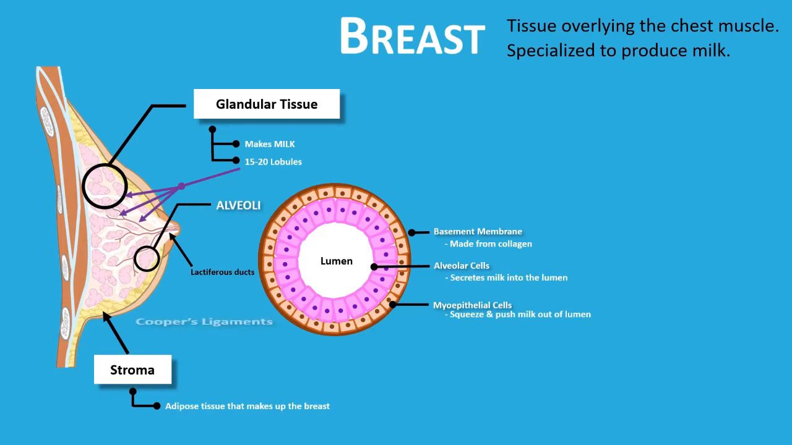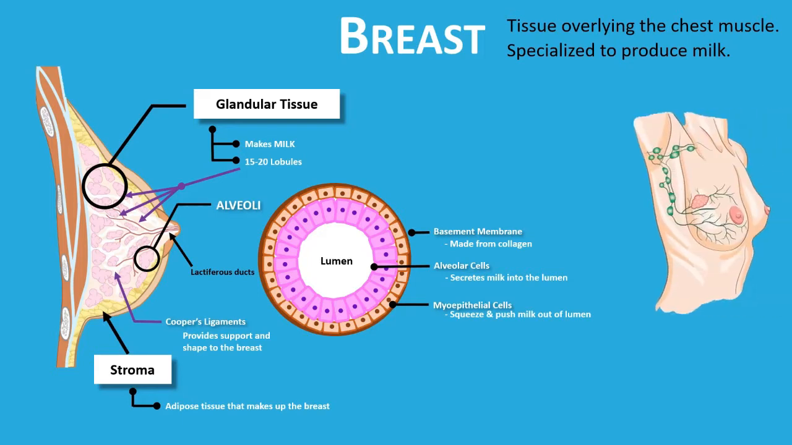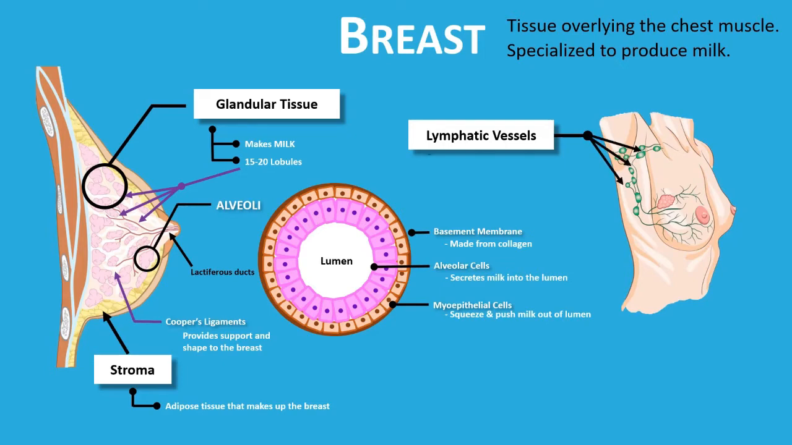Connective tissues and ligaments called Cooper's ligaments run through the stroma and provide support to the breast and give it its shape. Nerves provide sensation to the breast. The breast also contains blood vessels, lymph vessels, and lymph nodes. The lymphatic vessels drain the lymph, which is a fluid containing cellular waste product and white blood cells. These lymphatic vessels mainly drain into the lymph nodes in the axilla, or what we call the armpit.